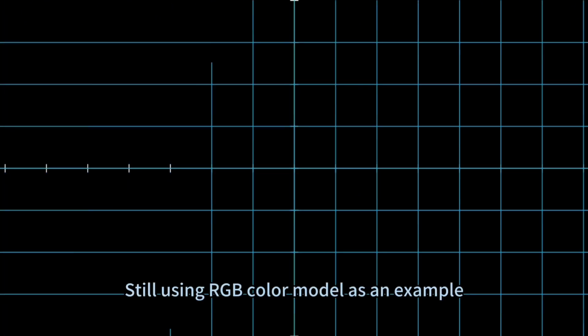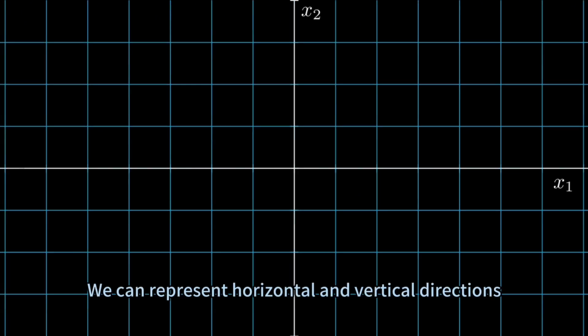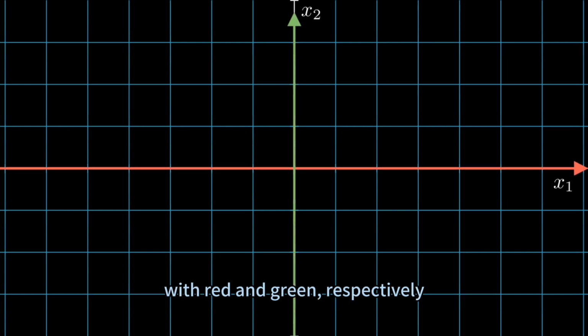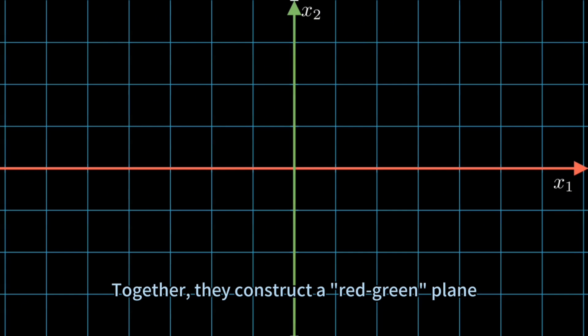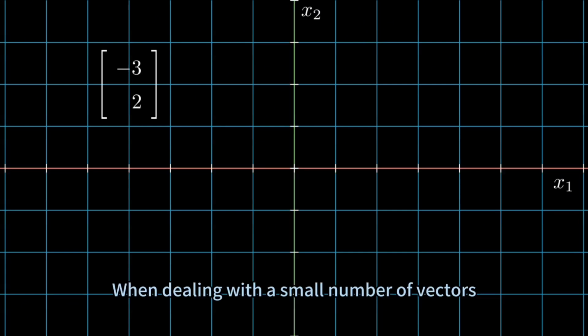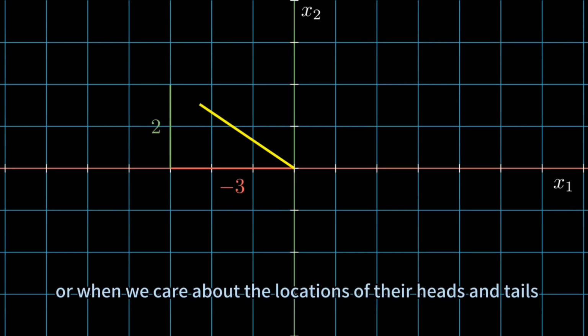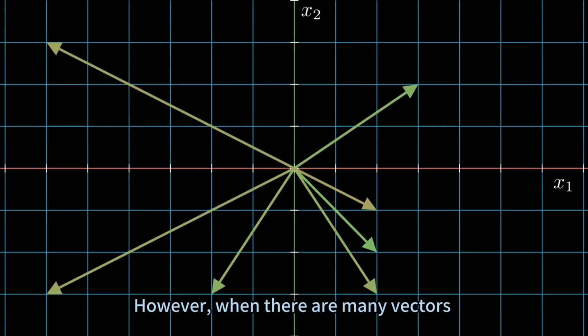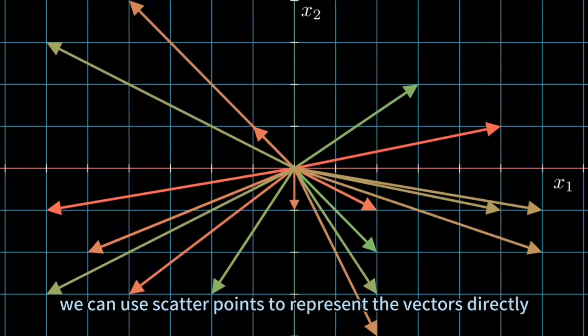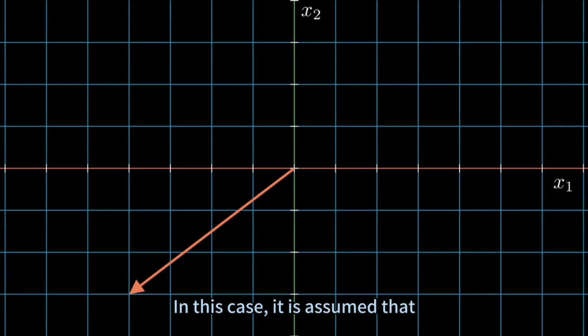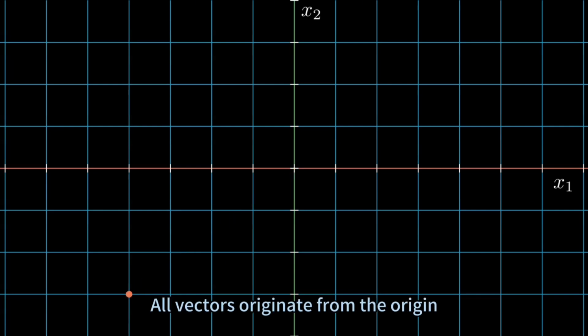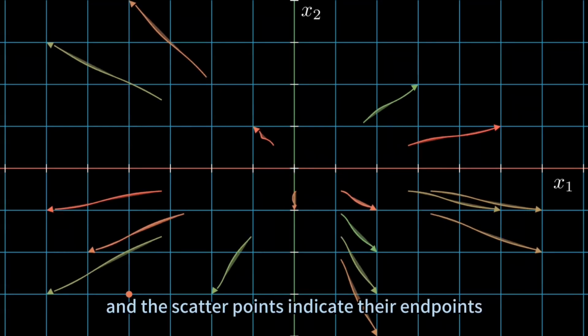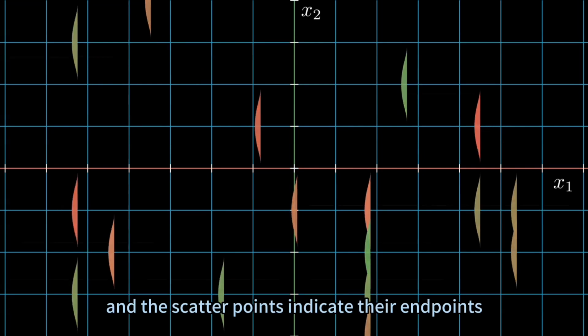Still using the RGB color model as an example, we can represent the horizontal and vertical directions with red and green respectively. Together, they construct a red-green plane. When dealing with a small number of vectors, or when we care about the locations of their heads and tails, we typically represent vectors using arrows. However, when there are many vectors, we can use scalar points to represent vectors directly. In this case, it's assumed that all vectors originate from the origin, and the scalar points indicate their endpoints.